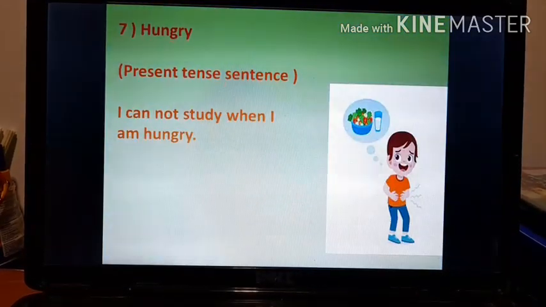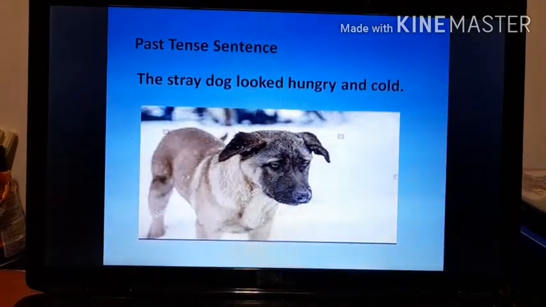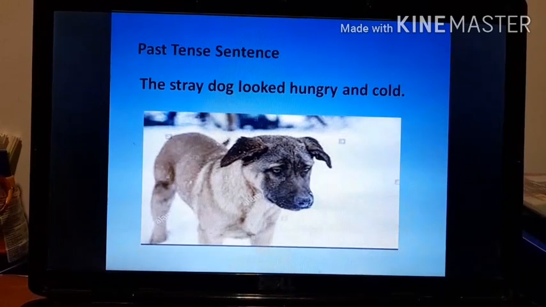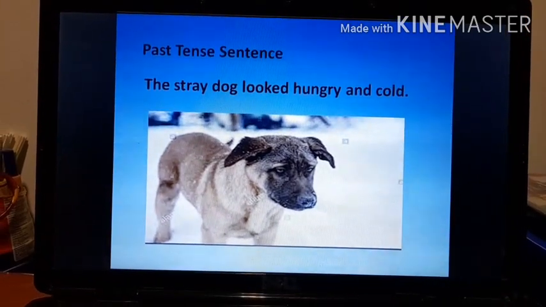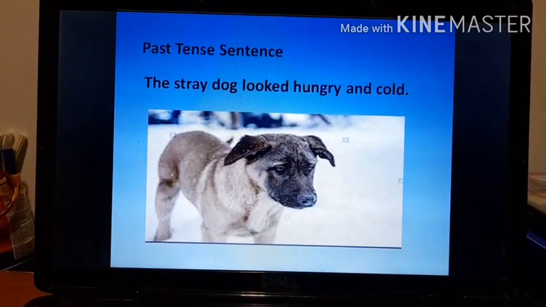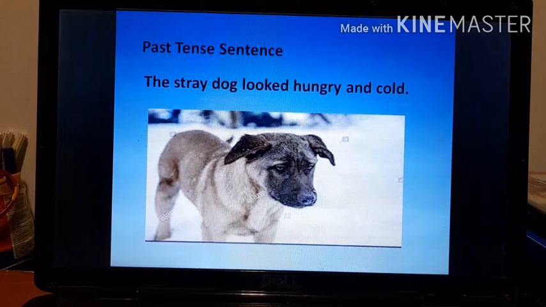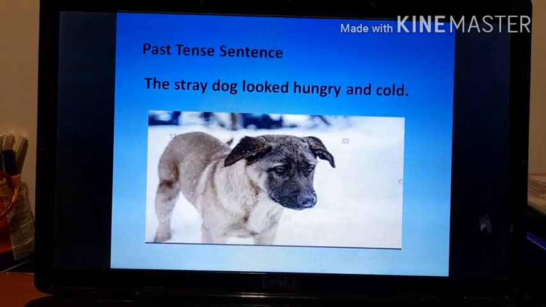Now the past tense sentence on the word hungry, you can frame like this. The stray dog looked hungry and cold.